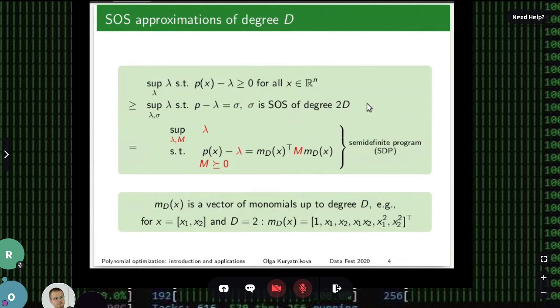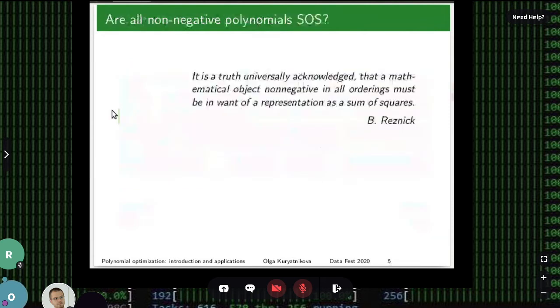Now, our second question was, how much do we lose by moving from a hard problem to a not so hard problem? So this inequality sign, how bad is it? And this question, namely how non-negative polynomials are connected to sums of squares, is a long-standing question. People have been thinking about it for a long time because it seems quite intuitive that they must be strongly connected.